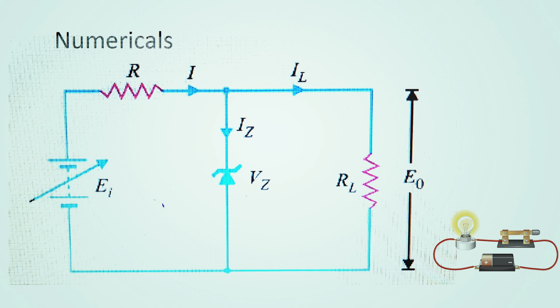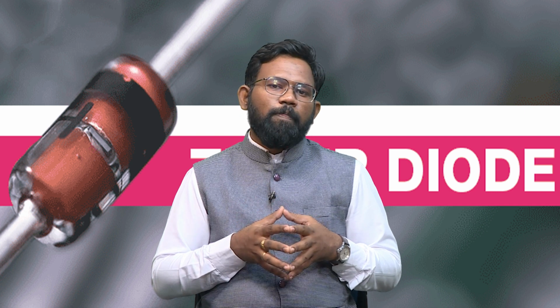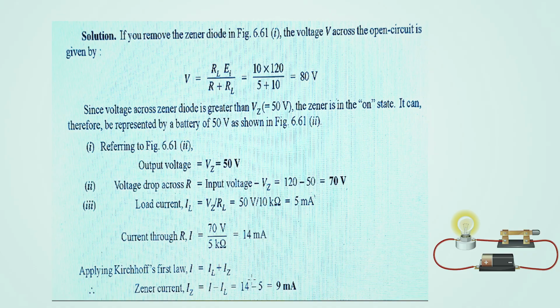The next circuit shows the equivalent diagram, in which the Zener is replaced by its voltage, that is Vz equal to 50 volt, and we have to find the output voltage. For the Zener diode in the figure, the voltage V across the open circuit is given by V equal to RL into EI divided by R plus RL, where R is the series resistance and RL is the load resistance. So, the value will be 10 into 120 divided by 5 plus 10, and it comes out to be 80 volt.